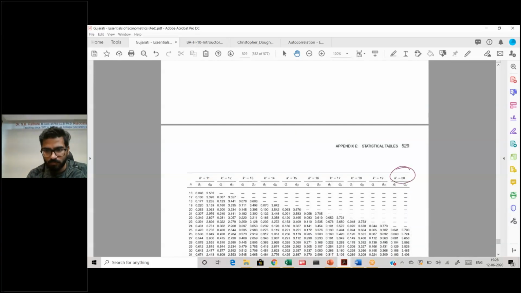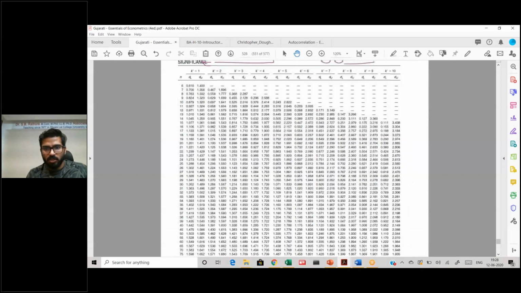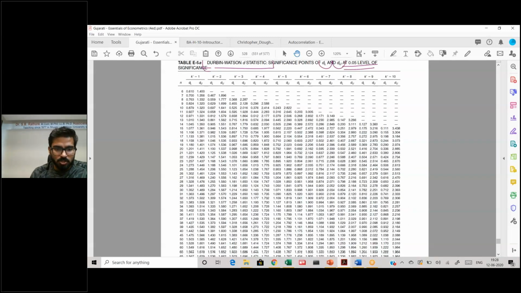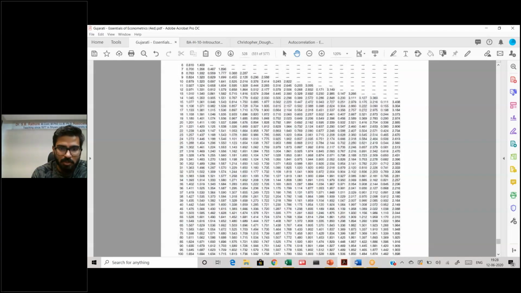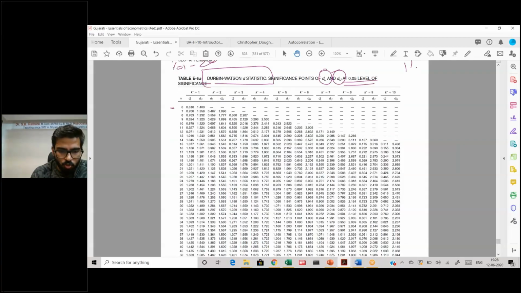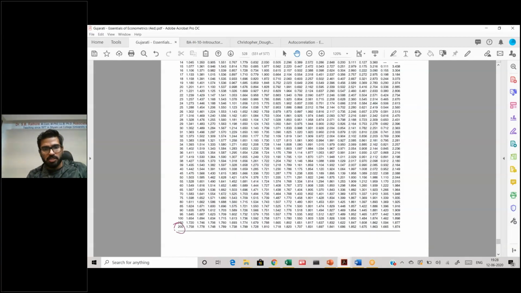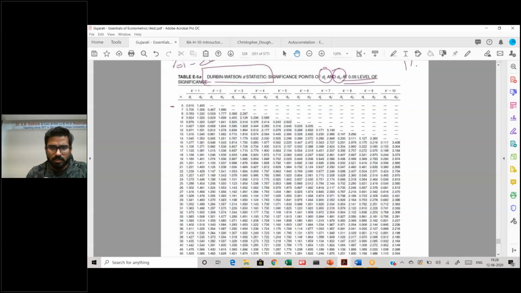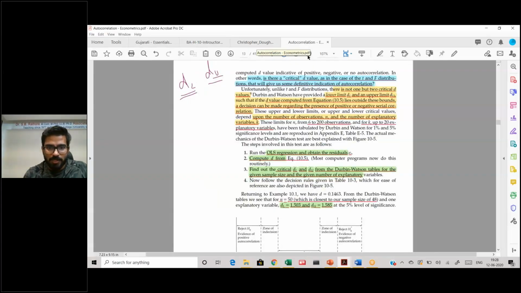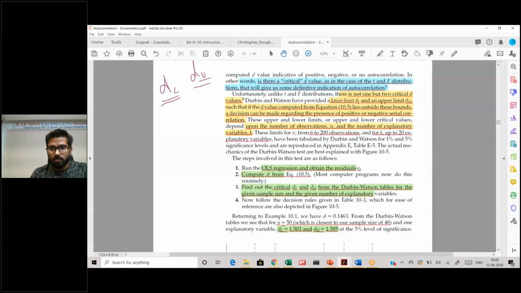We'll see what these parameters are, and you have the number of observations in your data. So this entire table is calculated from 6 observations till 200 observations. So this is the range. We will see how we calculate this. Now let's see, what's the procedure? The procedure is very simple.